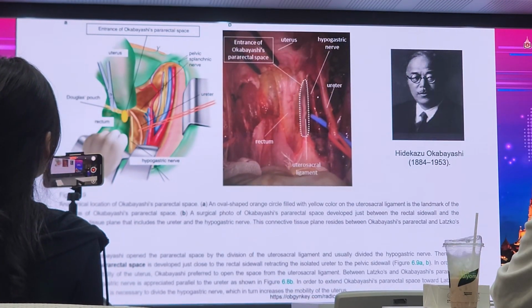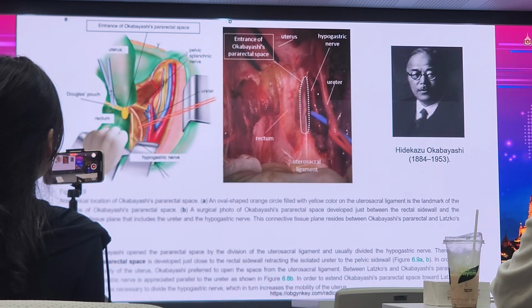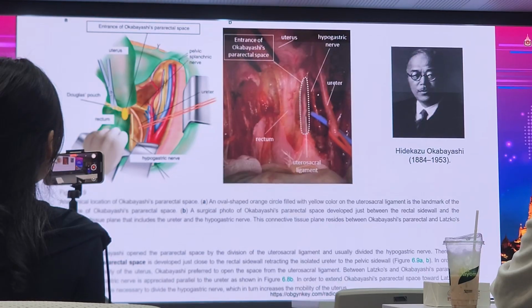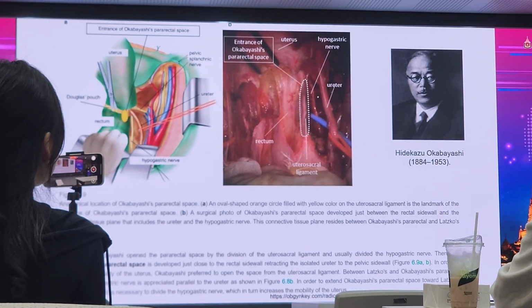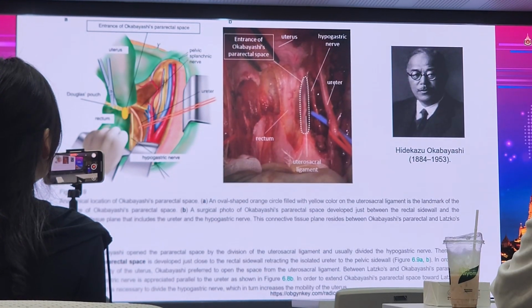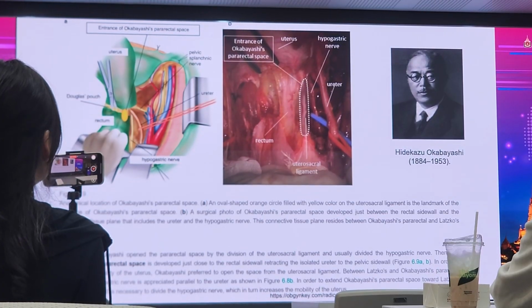However, Professor Hidekazu Okabayashi is a professor from Kyoto, Japan. He identified that actually there are two approaches to the pararectal spaces. Some call them the endometriosis approach and the oncology approach. The endometriosis approach approaches it medially, from the infundibulopelvic ligament, and the first thing that comes out would be the ureter. That is the endometriosis method.